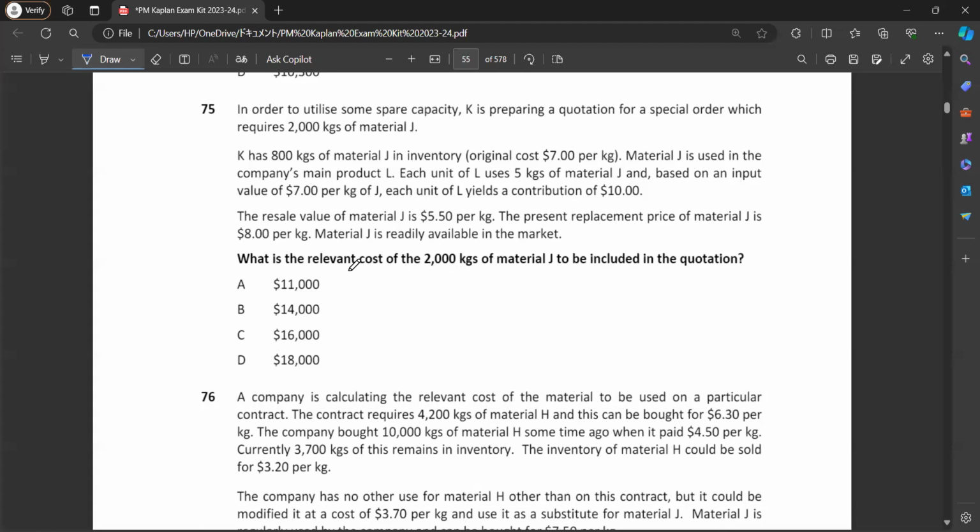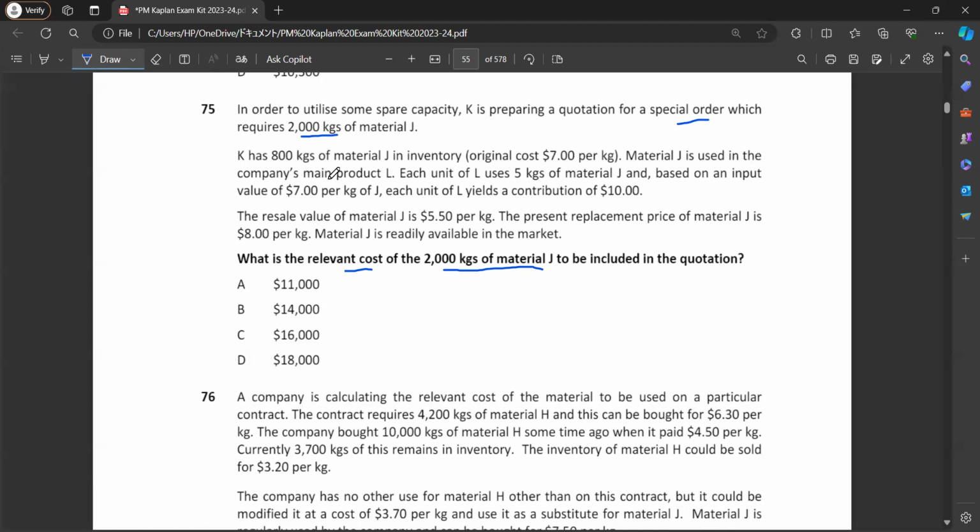The relevant cost of 2,000 kgs of material J to be included in this quotation. Okay. For a special order, the requirement of material is 2,000 kgs. Then 800 kgs of material J is available in inventory. See, when it was purchased at 7, that is sunk cost, that is historical. So it is not relevant.